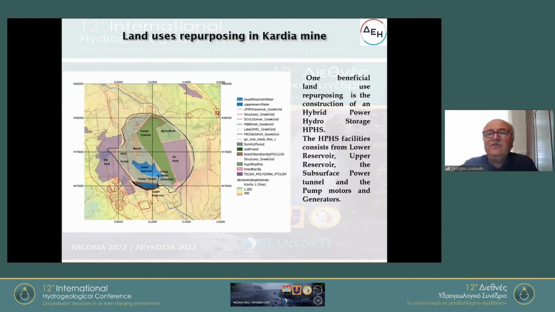One beneficial land use repurposing is the construction of a hybrid pumped hydro storage facility, HPHS. The HPHS facilities consist of a lower reservoir, upper reservoir, and subsurface power tunnel, and pump motors and generators.